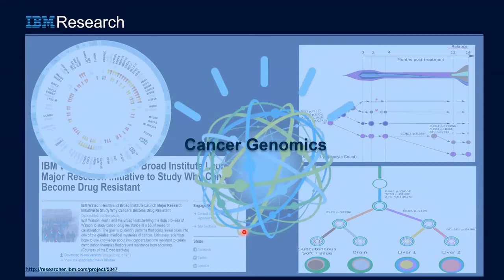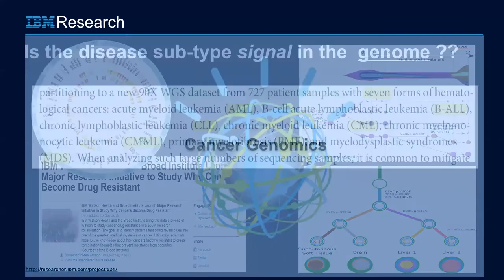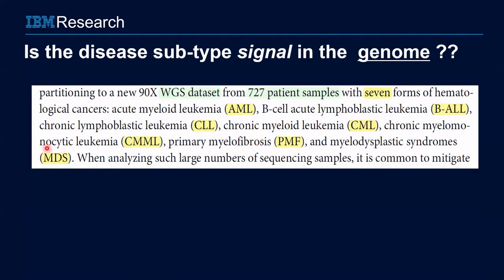And the next problem I chose is from this space of cancer genomics. The question we ask here is: is the disease subtype signal in the genome? Literally in the genome, in the DNA. We're not going to look at RNA, we are not looking at proteomics data, we are not looking at images or any other accompanying data. We just want to look at the genome and see whether we can get the subtype signal from there.